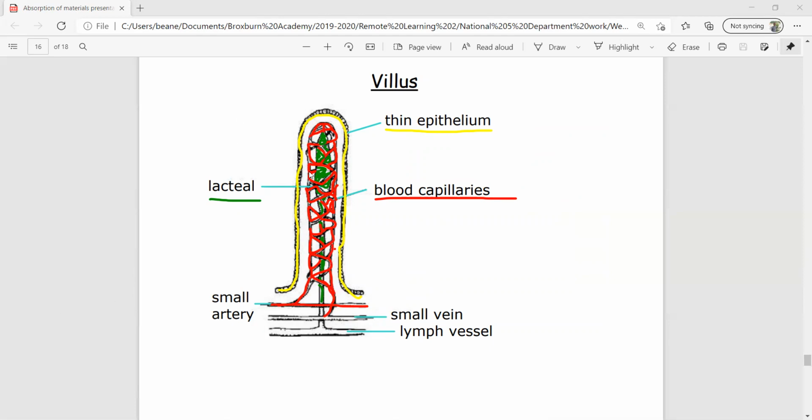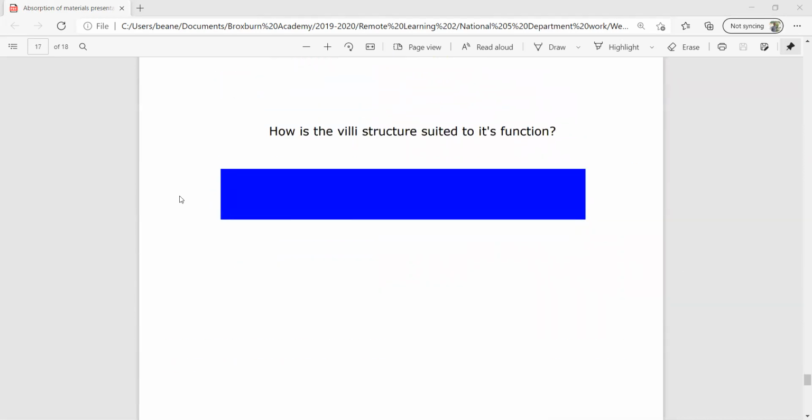So the kind of stuff that gets absorbed into the blood capillaries is glucose and amino acids, the really small things that we can use. Some other materials like fat products do not go into the blood. They actually go into this big structure behind it, which is called the lacteal. So the lacteal takes away fat products, but the blood capillaries take away the useful glucose and amino acids around the body. So have a look at a slightly different one.